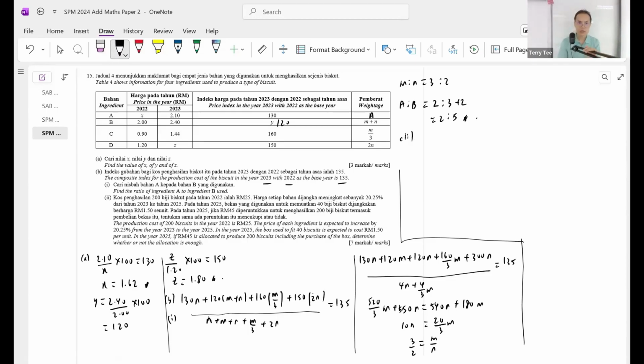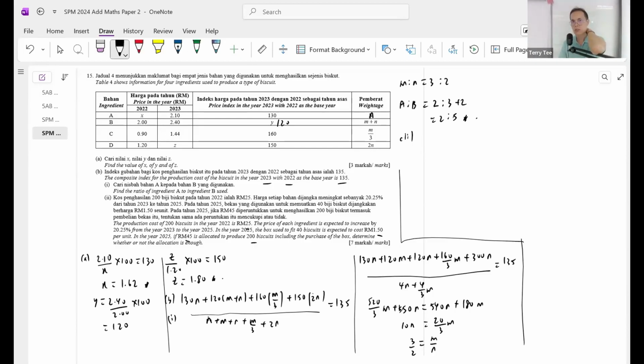Now, they say that the production cost of 200 biscuits is 25. Price of each ingredient is expected to increase by 20.25% from 2023 to 2025. The box used to fit 40 biscuits is expected to cost 1.50, and 45 ringgit is allocated to produce 200 biscuits. So you need to find out the production costs.